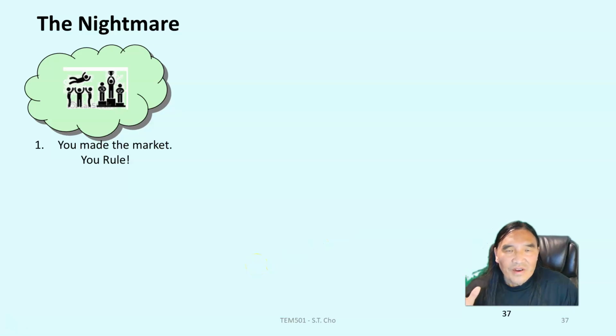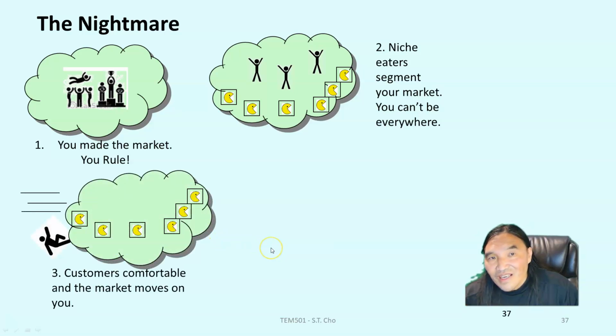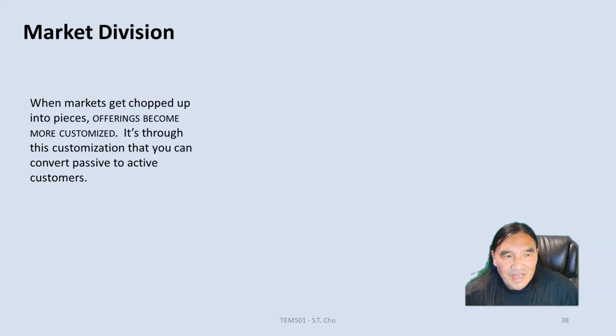Now the nightmare about being the first mover is you made the market. You show people will buy this. You rule. But then what happens is the niche eaters come out. People find specialty parts in your market and they start eating it away from you. And sometimes the market moves away from you because the new people understand the customers better than you do because they've learned from you. And so you hang on. You have your niche. However, the fast follower is the one who controls the market. And this is what typically happens. It's not the first to market. It's the people who follow who typically dominate.